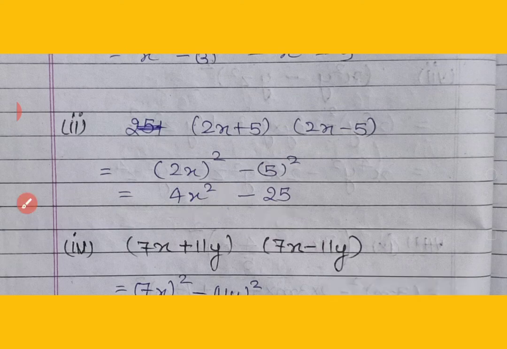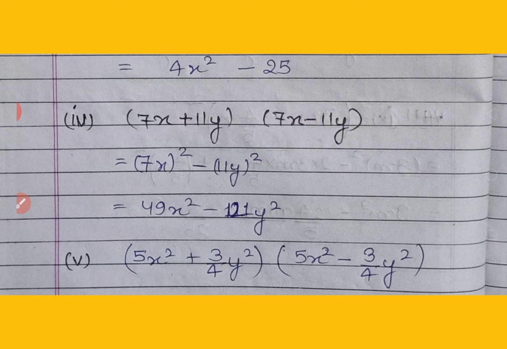Next one, in the next question, both our variables are given. 7x plus 11y multiplied with 7x minus 11y. In one bracket plus is given and in another bracket minus is given. So we can understand that this is given in the form of a plus b and a minus b. So always a plus b and a minus b multiplication will be a square minus b square.